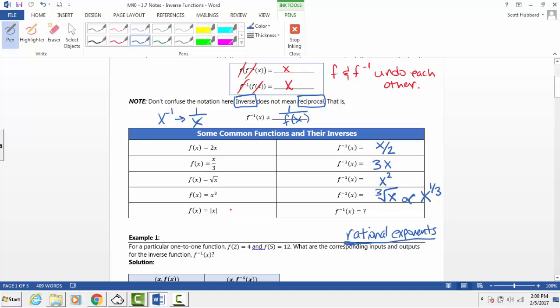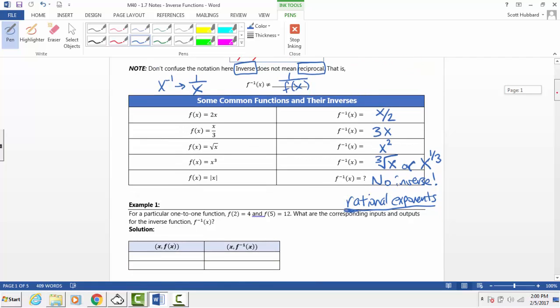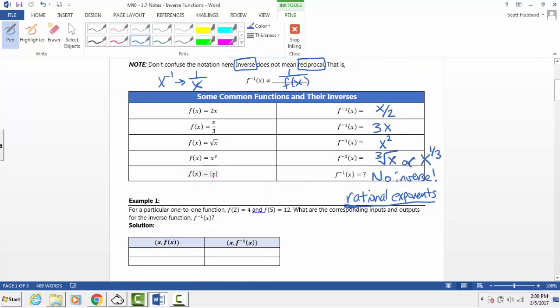Now, is there something that will undo an absolute value? Well, absolute value gives you a positive number. It gives you the distance away from the origin. The problem is that there is no inverse for this one. Why is that? If I put in a number like -3, say f of -3 is equal to the absolute value of -3, that's equal to 3. How can I get back to -3?